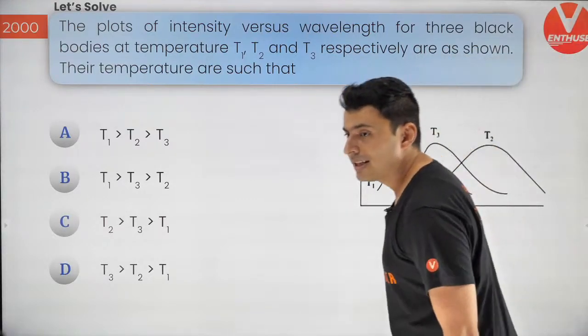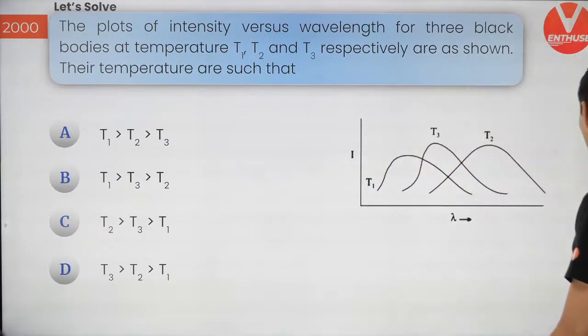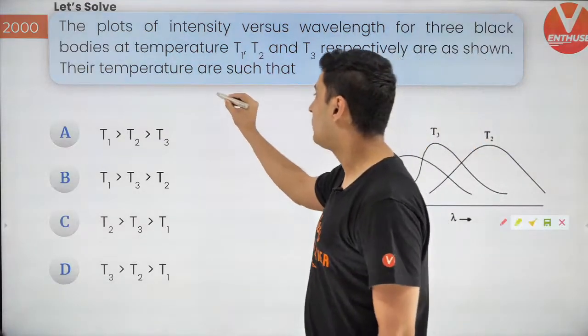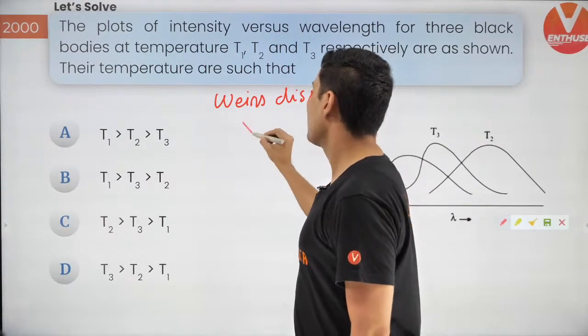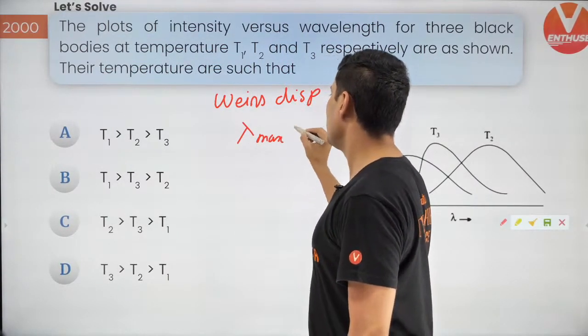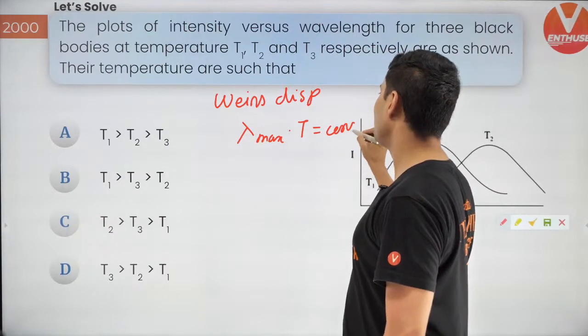Okay, C, B or what? Guys, Wien's displacement law. Wien's displacement law says lambda max into temperature is constant.